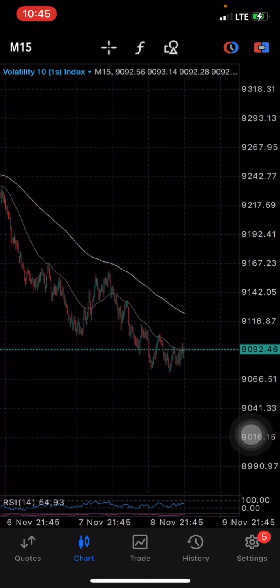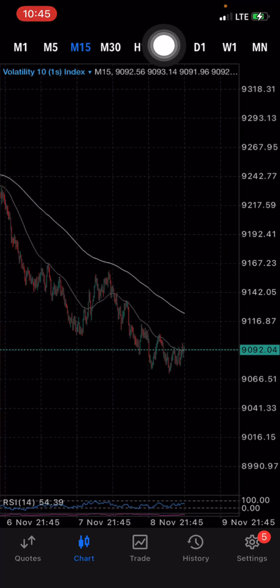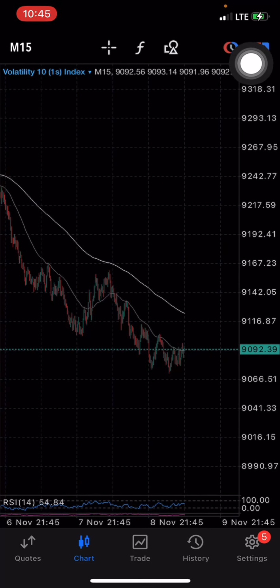Now, you select a higher time frame of your choice. It can be 15 minutes, it can be 1 hour, it can be 4 hours or whatever, but I like to play around 15 minutes because it gives me a lot of opportunities to trade throughout the day.